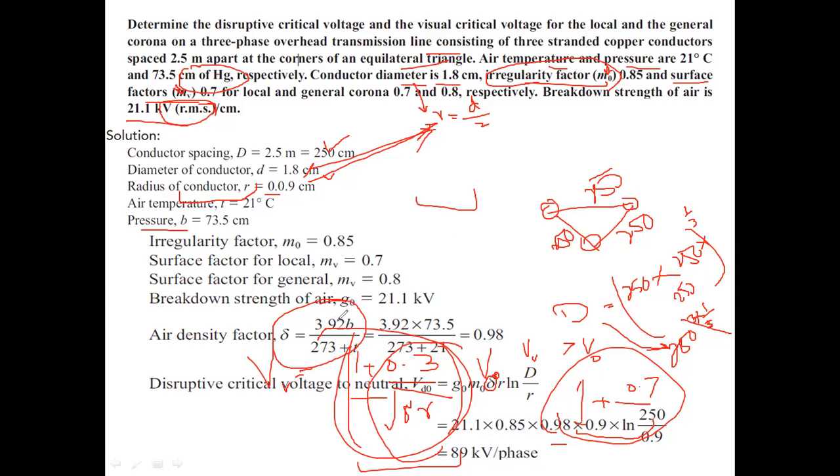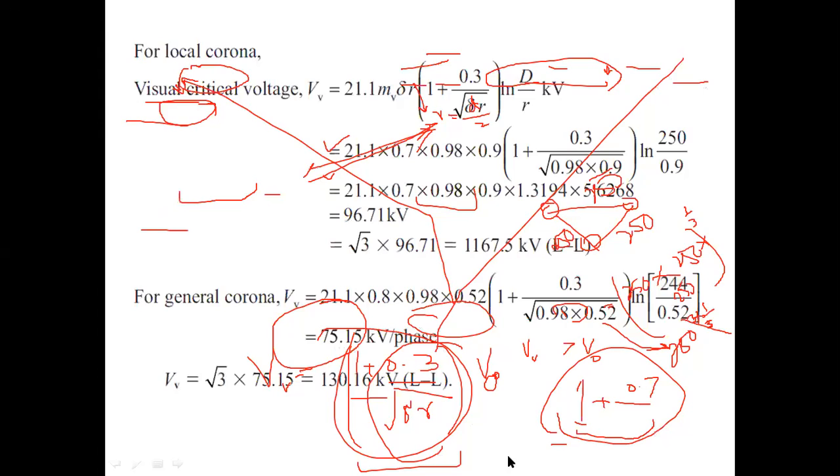Sigma is equal to 3.92 B divided by 273 plus T. So 3.92 into B, 73.5, the given atmospheric pressure, over T, 21 degree C from here. So V naught will be equal to 89 kV per phase.